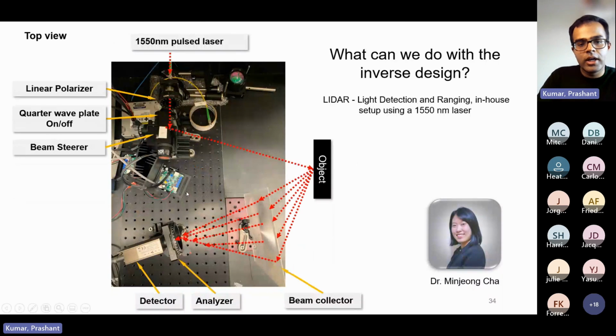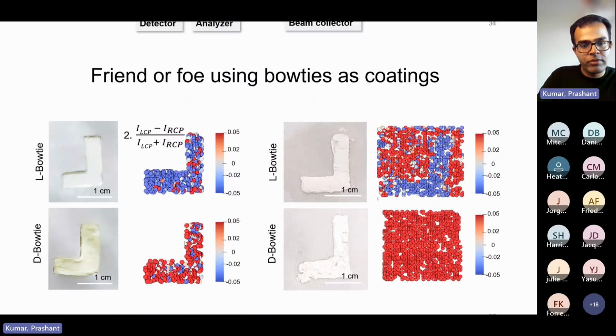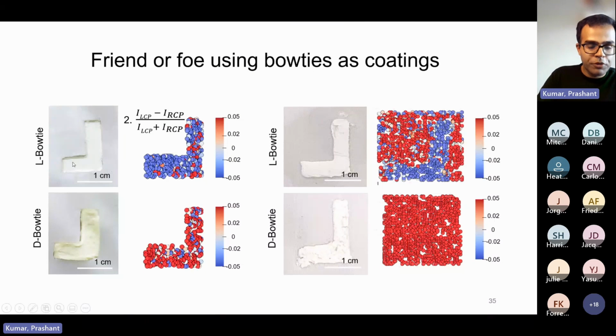A lot of optical elements are present in this. But when we look at the actual signal that comes out, if you look at the L bow tie that I created, the coating here, you will see that the reflected signal only shows these blue dots. The blue dots here correspond to minus 0.05, which is about a 5% polarization rotation efficiency. And the way we are measuring it is using the same formula as the G factor, where the incident left circularly polarized light and the incident right circularly polarized light signals are measured from the coating, and they are subtracted from each other and normalized with respect to the sum of those two signals. And that's what is shown.